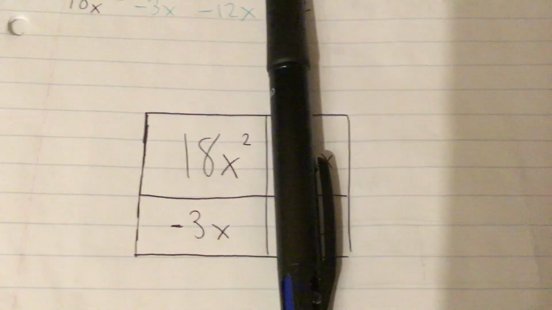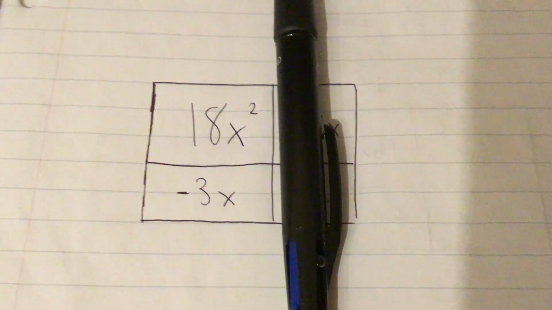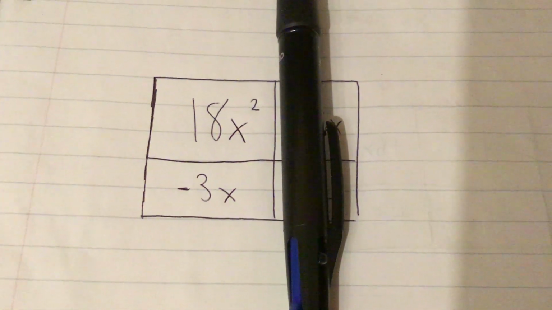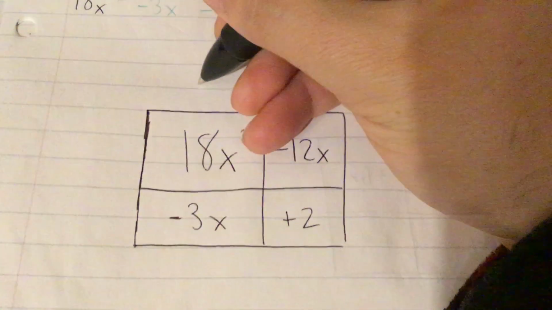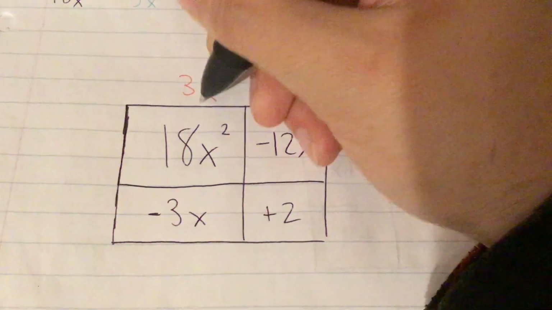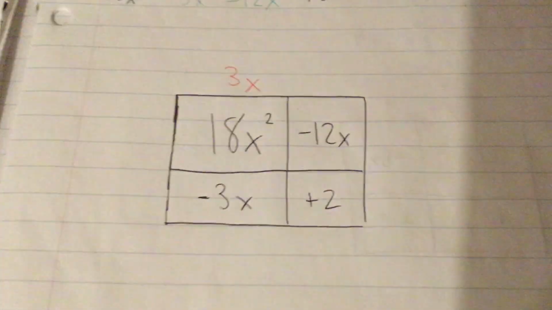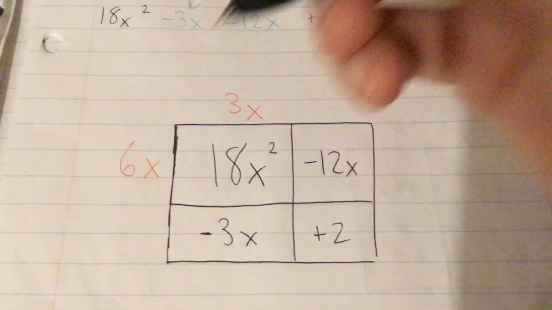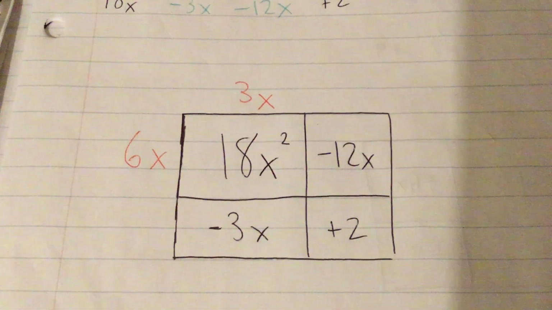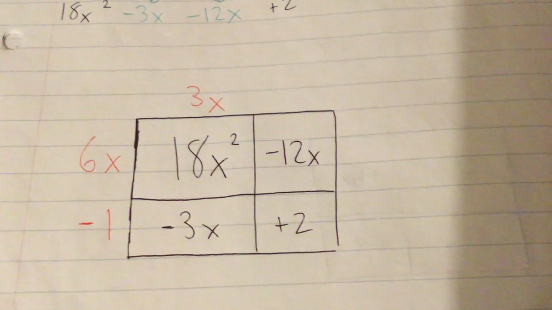What can I factor out of 18x squared and negative 3x? And let's keep the factored out positive. Specifically, I can divide 18 and 3 by 3 and x squared and x by x. So the GCF is 3x. 3x times what is 18x squared? So that'd be 6x. 3x times what is negative 3x? Negative 1. 6x times what is negative 12x?